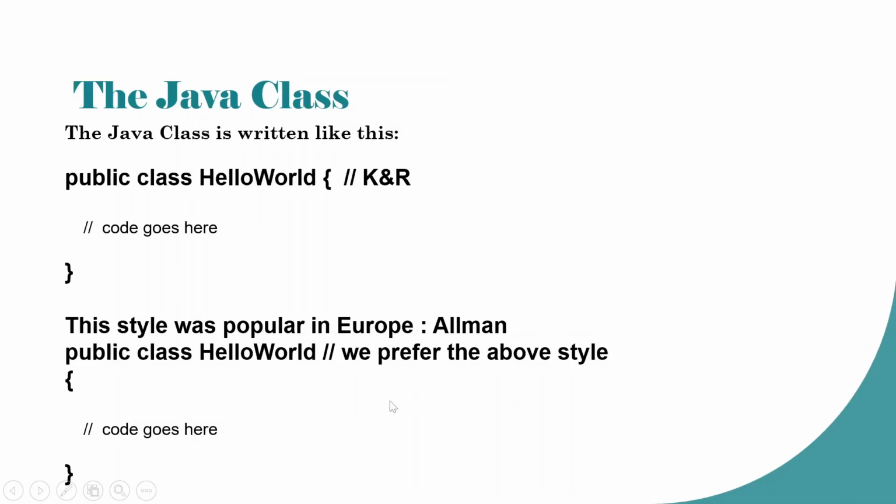But it comes at a cost. If I have 10 functions, or as we call them methods in Java, you will land up with 11 extra lines of code if you use the Allman style. And that's the reason why we use the K&R style. Kernighan and Ritchie were the developers of the C language, and this was their style. They did that to be more compact.